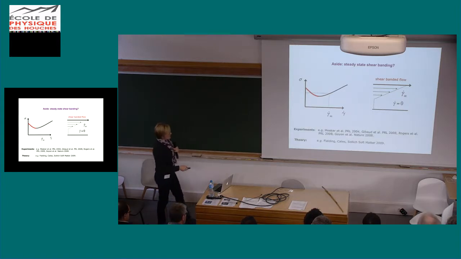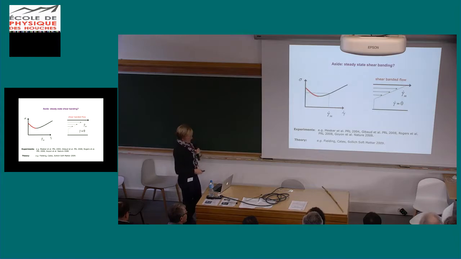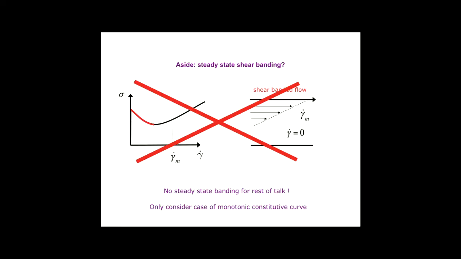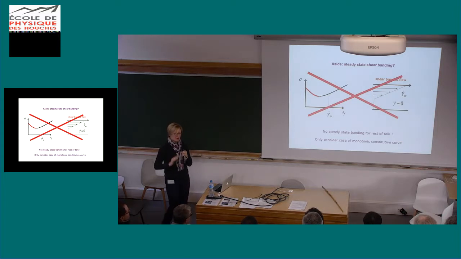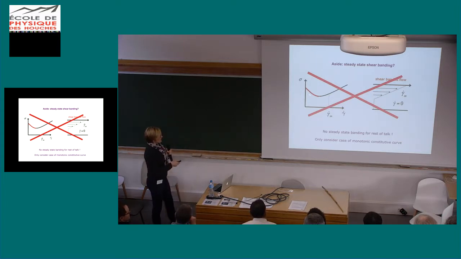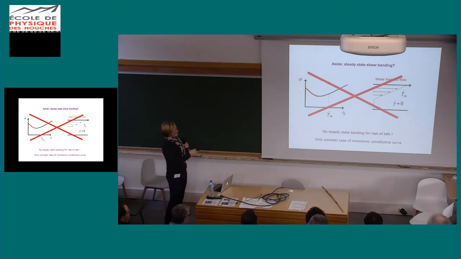And this has been seen experimentally, by no means an exhaustive list, and thought of by theorists as well, including myself, and I know also people in this audience. What I want to do now is dispense with this notion. So for the purposes of what I'm talking about today, I'm not considering materials at all that can support shear bands in a steady flowing state. I'm only considering materials that have a monotonically increasing stress as a function of strain rate.